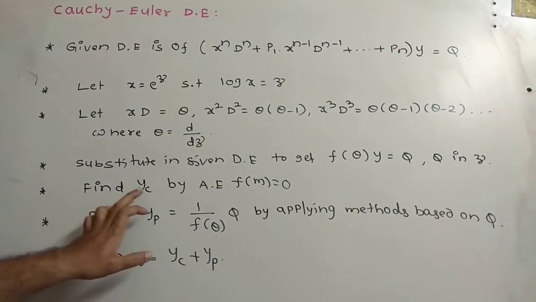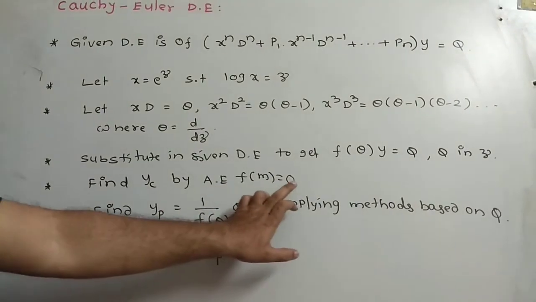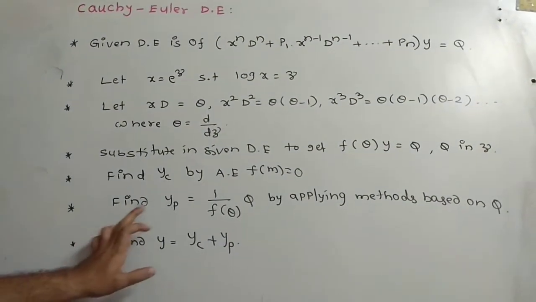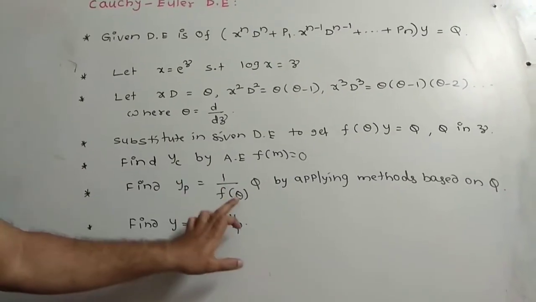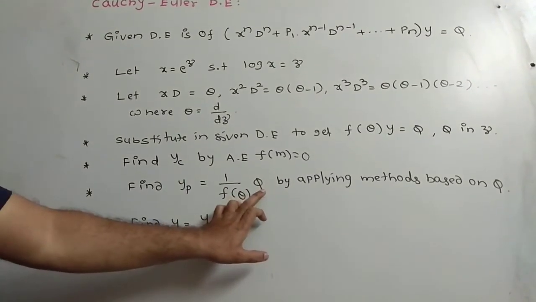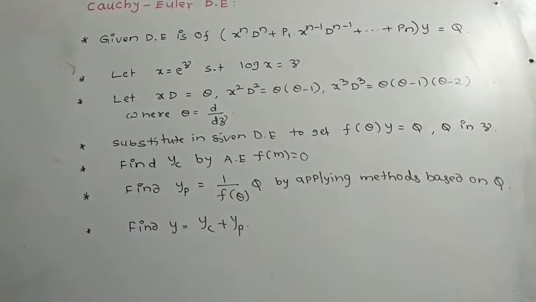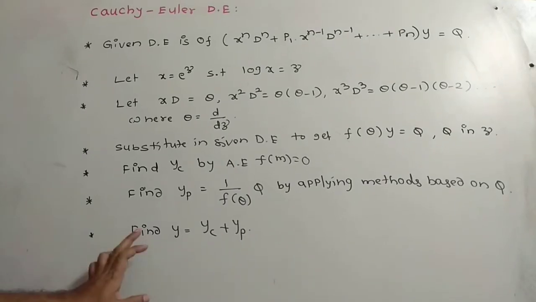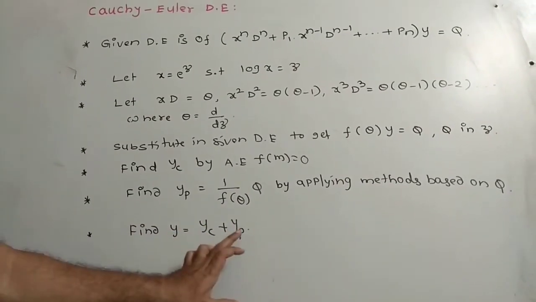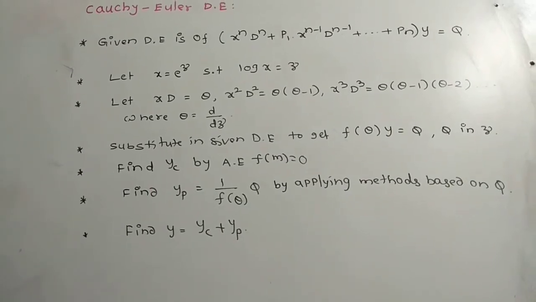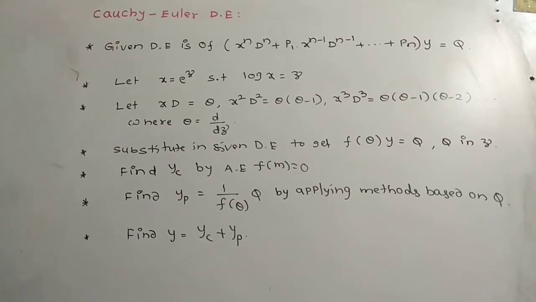Now you find the complementary function by calculating the auxiliary equation f of m equal to 0. Then you find the particular integral, which is yp equal to 1 divided by f of theta of q. Now you apply your previous well-known methods based on the function q. Then you calculate the complete solution, which is yc plus yp. So this is the brief procedure for the Cauchy Euler differential equation.